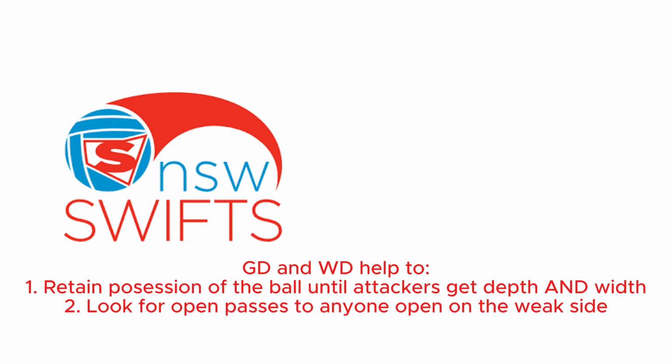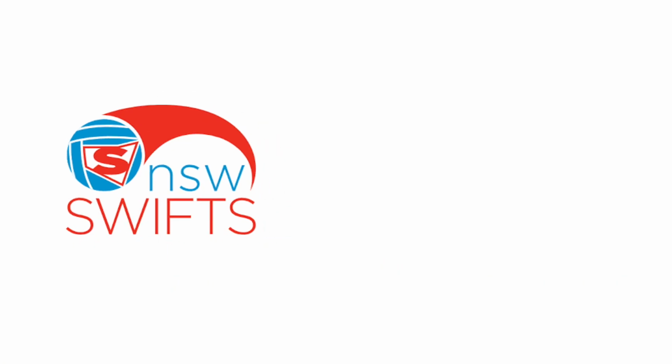So in summary, the Swifts use their goal defence and wing defence to retain possession of the ball until their attackers get depth both down and across the court, and they're always looking for any open passes to anyone on the weak side for an easy triangle pass into the shooters.